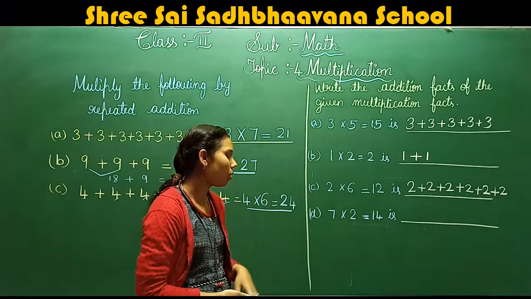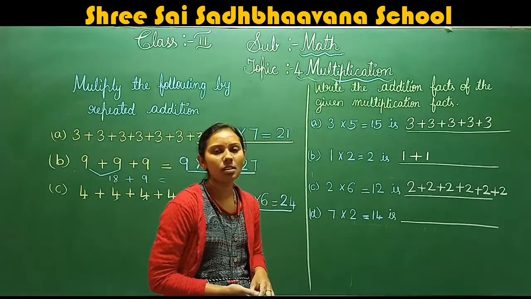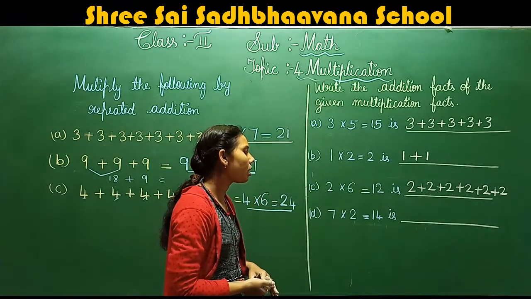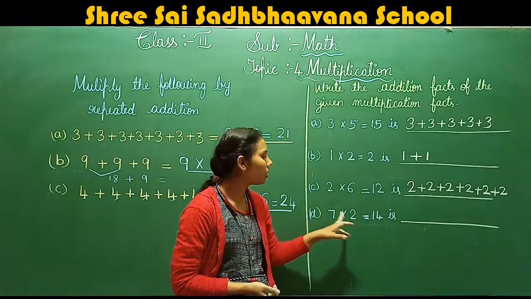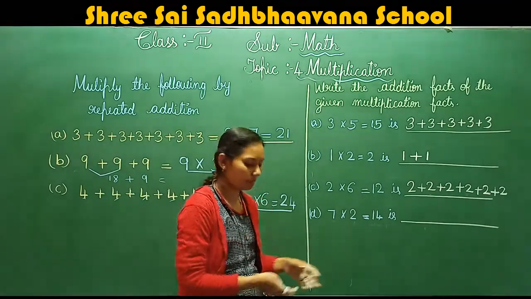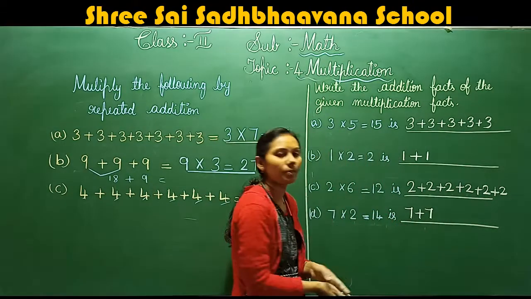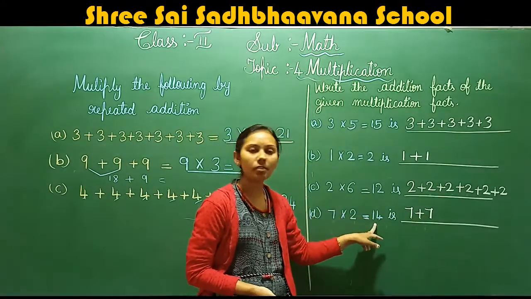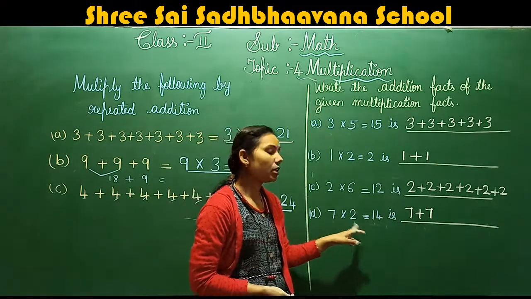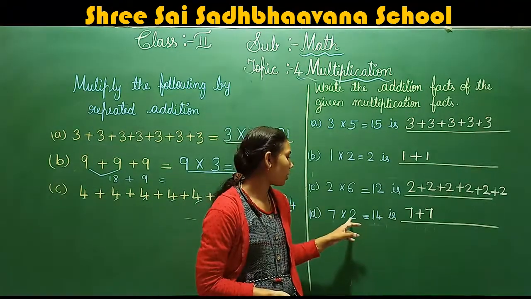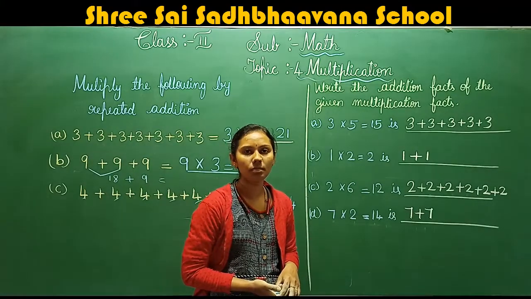Yes, the last sum we'll do now. That is G, 7 twos are 14. Okay, 7 twos are 14. So we are going to write the number 7, 2 times. That is 7 plus 7. If we add 7 plus 7, we'll get the answer 14. Yes, no? If you multiply 7, 2 times, 7 twos are 14.